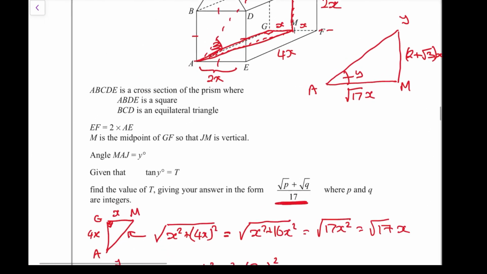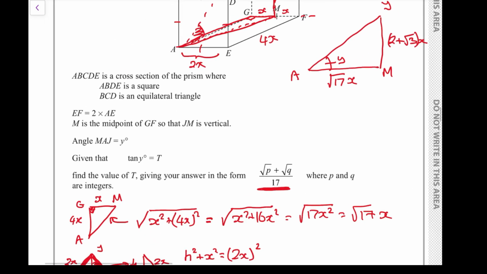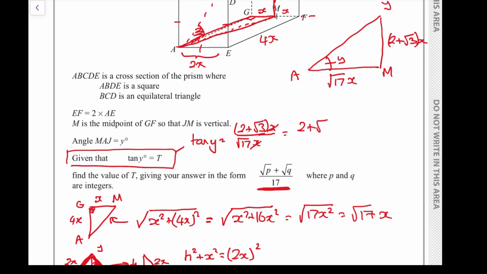Now, this is where the question sort of gave you that weird formatting. It's told you that tan y is t. I also know that tan y is opposite over adjacent, which is 2 plus root 3 times x over root 17 times x, with the x on the top as well. I can cancel my x's out, which is going to give me 2 plus root 3 over root 17. So really I've done the question, haven't I? Because I've worked out what tan t is, I just now need to put it in this format.